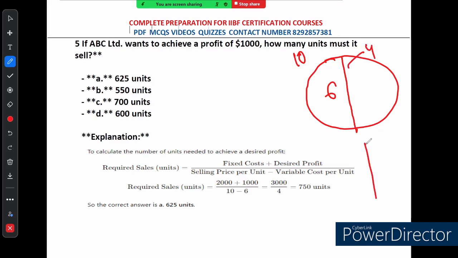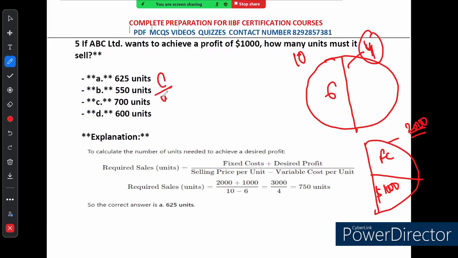And in this case, if we expand this particular area, it has been given that the profit is $1,000. So this area is profit and this area is fixed cost, right? And the fixed cost is given as how much? $2,000. I think you remember it. So contribution margin per unit multiplied by number of units would be equal to how much? 2000 plus 1000, which is equal to 3000, right?